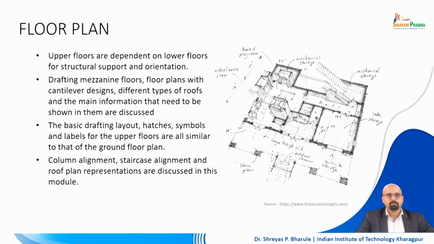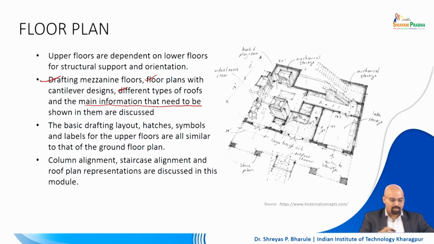Okay, so moving forward, the idea is drafting the mezzanine floor plans and floor plans with cantilever design, different types of roof, and the main information that needs to be shown in them are discussed in this particular module, right? So what all things we will discuss? We will look at the drafting of mezzanine floors, we will look at how floor plans connect with the cantilever designs that we can have, the different types of roofing that a particular building would require on top of it, and the main information that needs to be understood along with all of these different modules, right? So that is what we will be looking at, right?